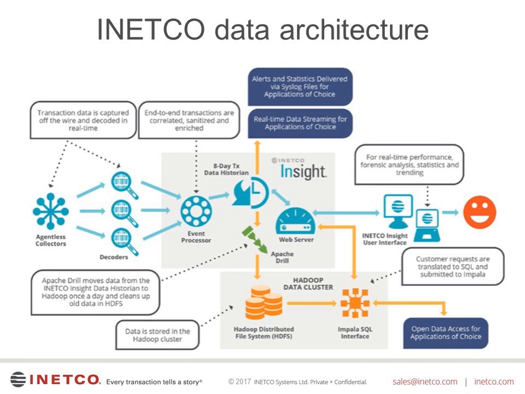So we'll start on the left-hand side here. The transaction data is captured off the wire, off your network. It's decoded in real time. Then the transactions are correlated, they're sanitized, and they're enriched. And let me explain those three steps.